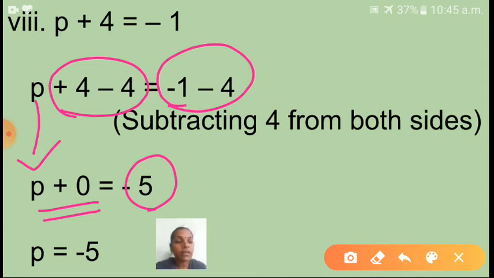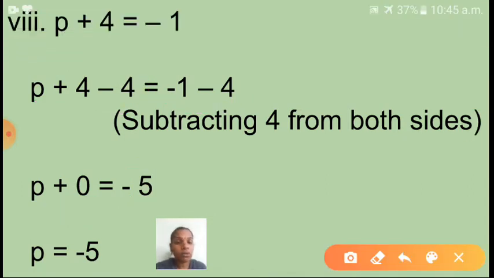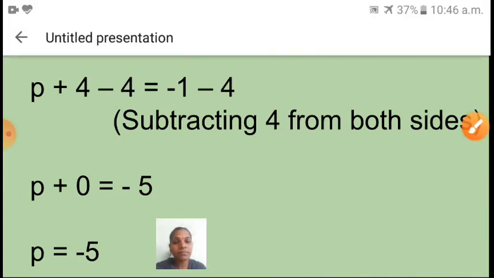Okay children, yes, so what is the value of P here? P is equal to minus 5. Okay, I hope you understood this one. Shall we go to next?